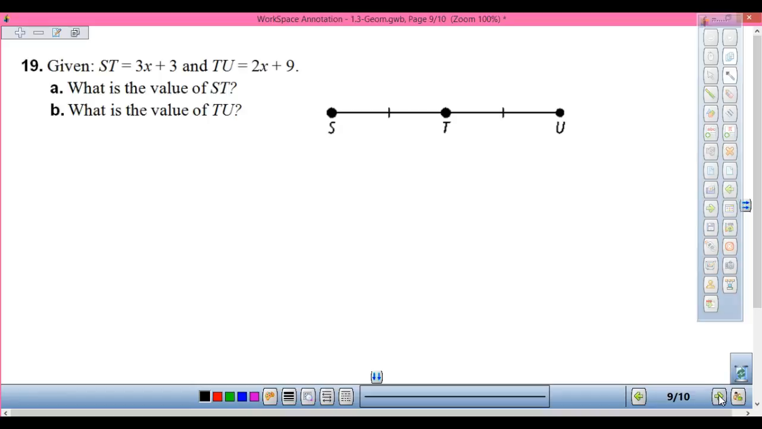So, am I gonna do this exactly like the last problem? Yeah. So set them equal to each other. 3x.